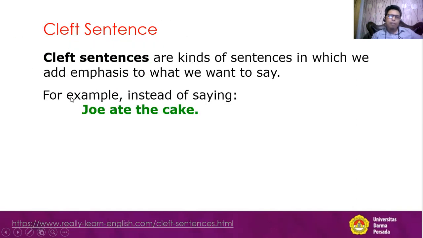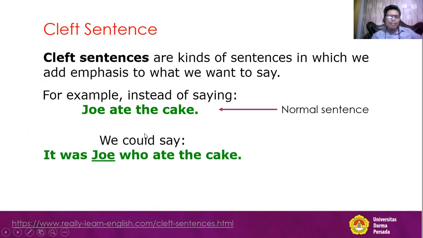Let's see. For example, instead of saying, Joe ate the cake. Everybody understands that this is a normal sentence. We have a simple sentence having subject Joe, verb ate, and object the cake. The pattern is normal, simple. But we could say, it was Joe who ate the cake.